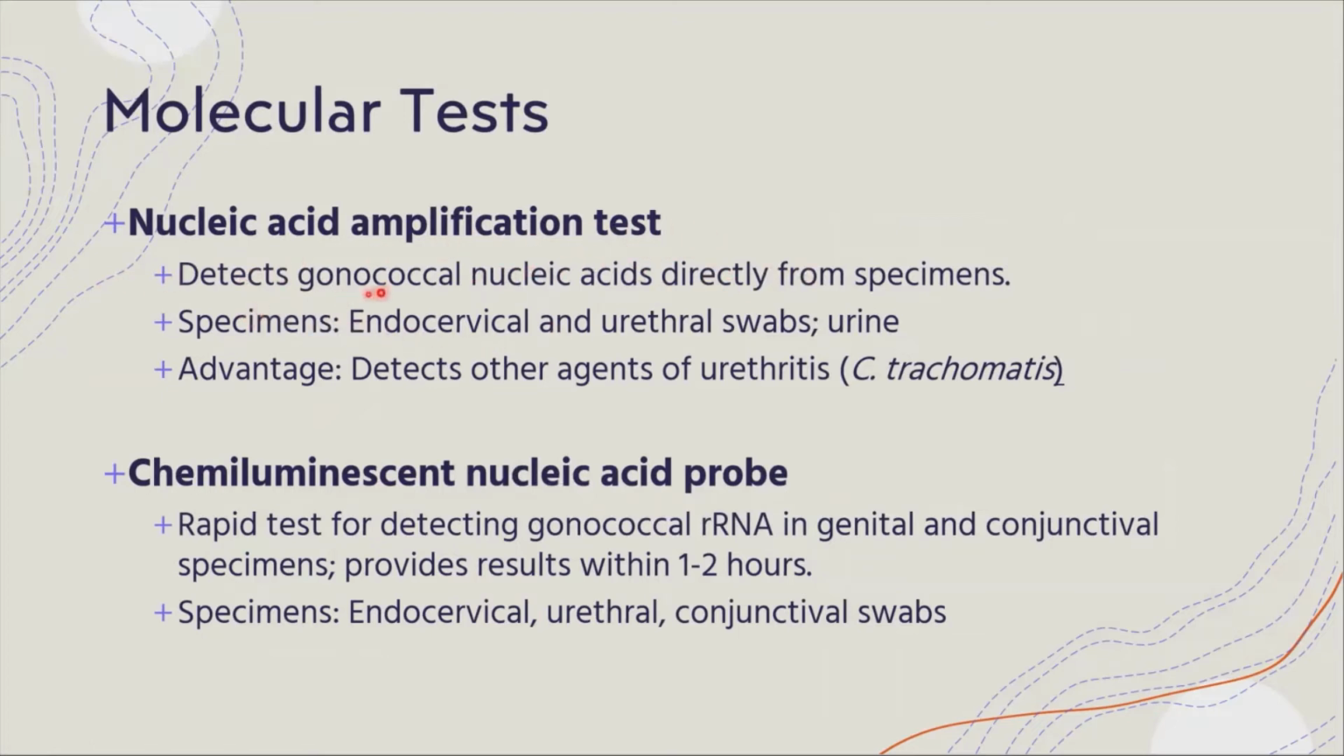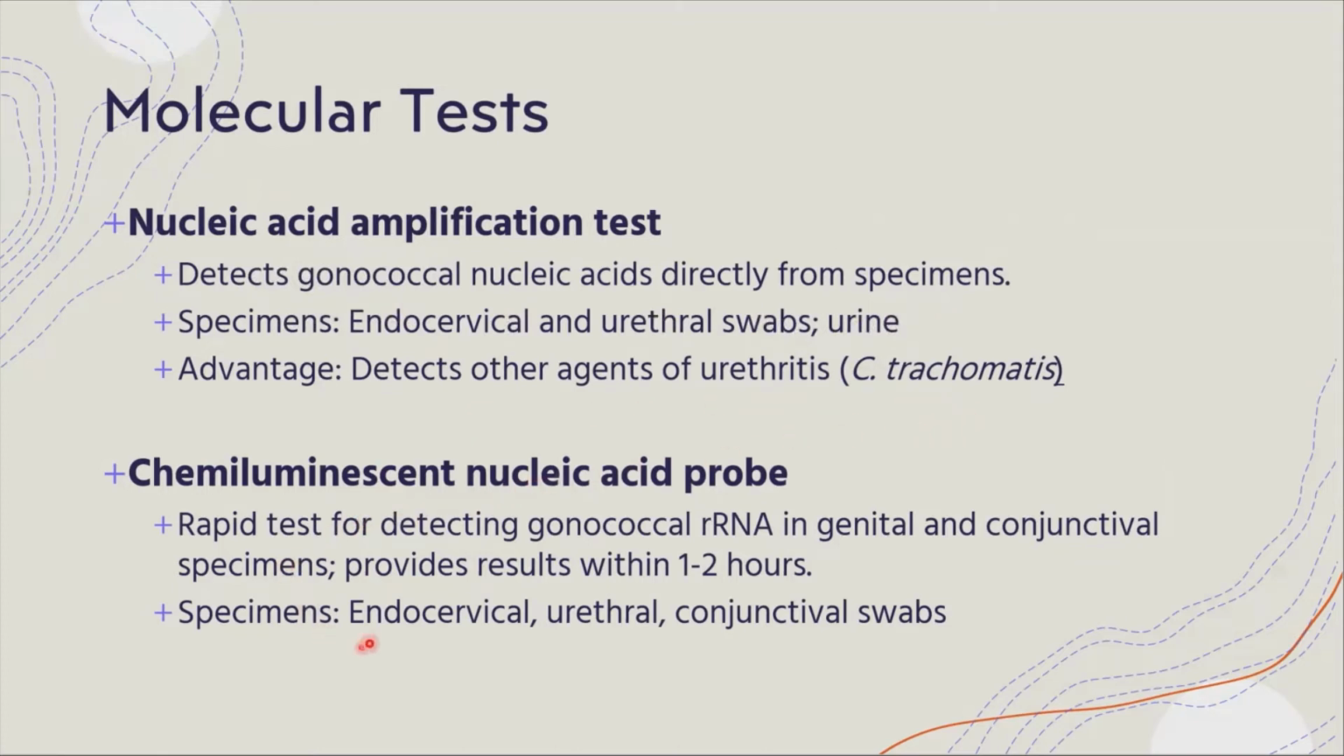Okay, so it detects gonococcal nucleic acids directly from specimens. And our specimens, of course, yung mga endocervical and urethral swabs and even urine. So ginagamit natin itong NAT kapag nagde-detect tayo ng mga STDs or STIs. So the advantage in some setups of nucleic acid amplification test, it runs a series of identification and not just for gonococci, it can also detect other agents of urethritis such as chlamydia.